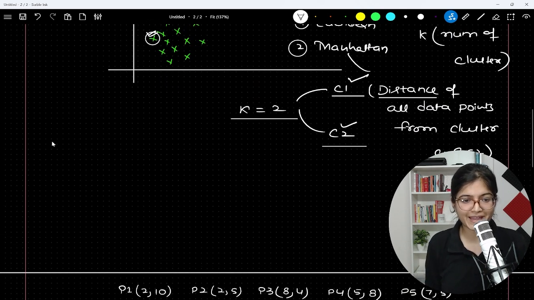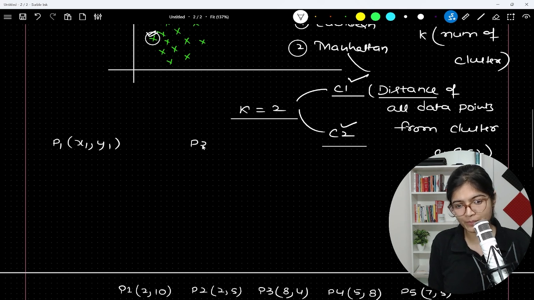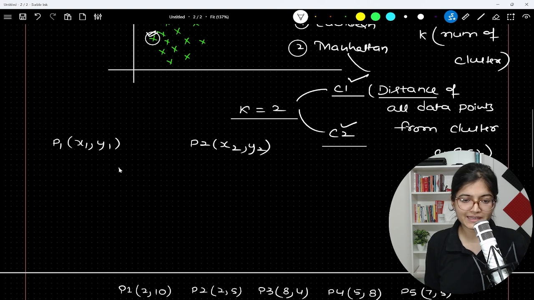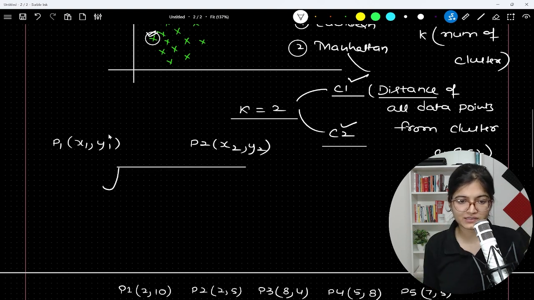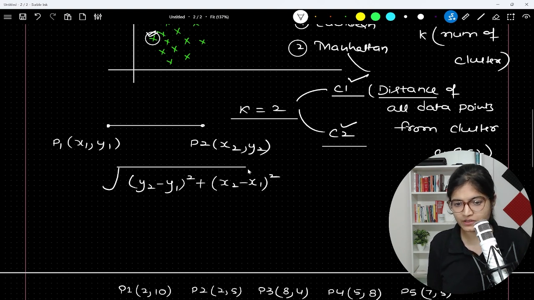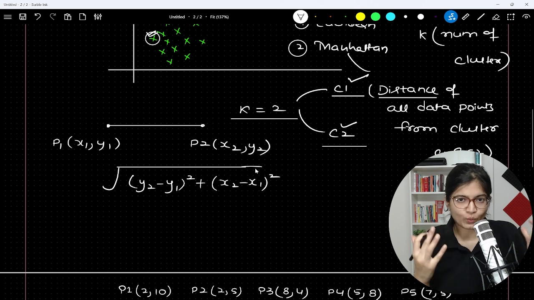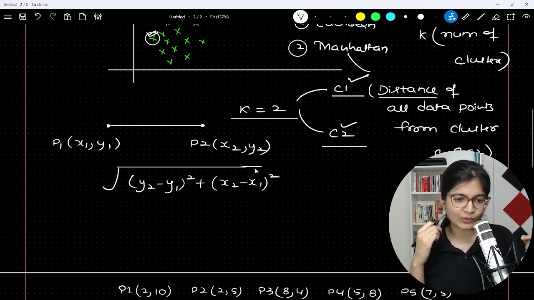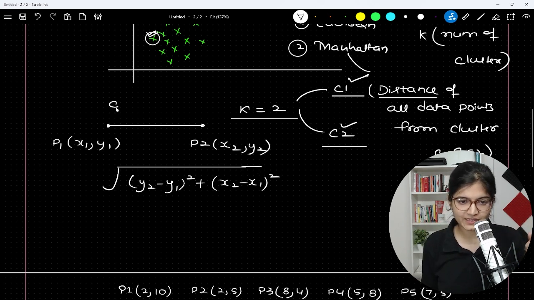For example, let's say you will be having a point P1 having axis x1 and y1, and you will be having a point P2 having value x2 and y2. Euclidean distance says that the formula to calculate the distance between these 2 points from P1 to P2 is the difference between the value of y2 minus y1 square plus the difference between the value of x2 minus x1 square. So this is the first way with the help of which I will be able to calculate the distance between the 2 points. And this is what we call Euclidean distance.